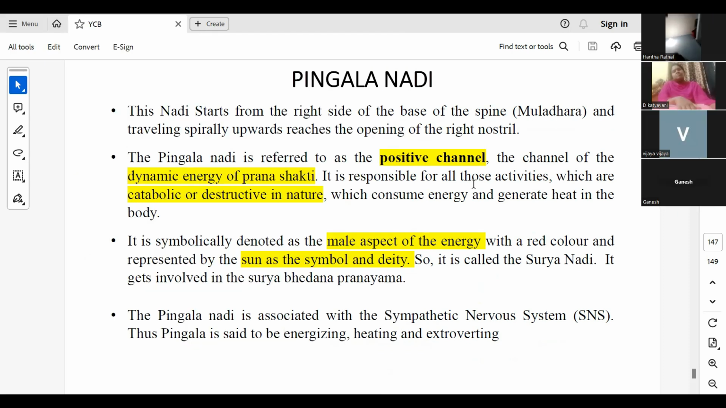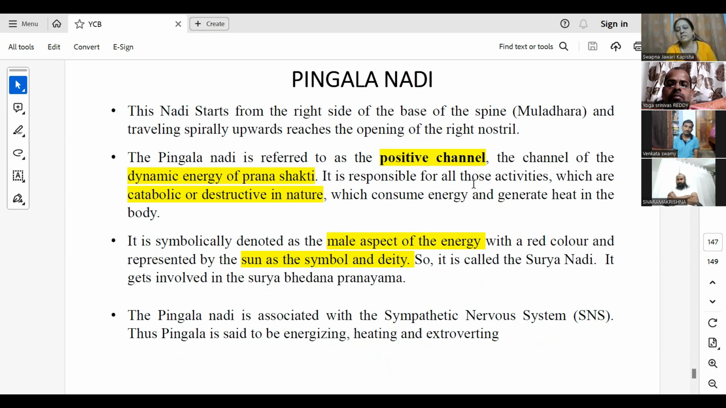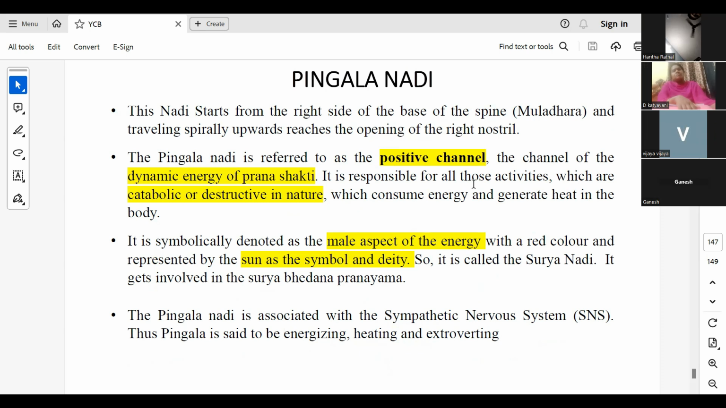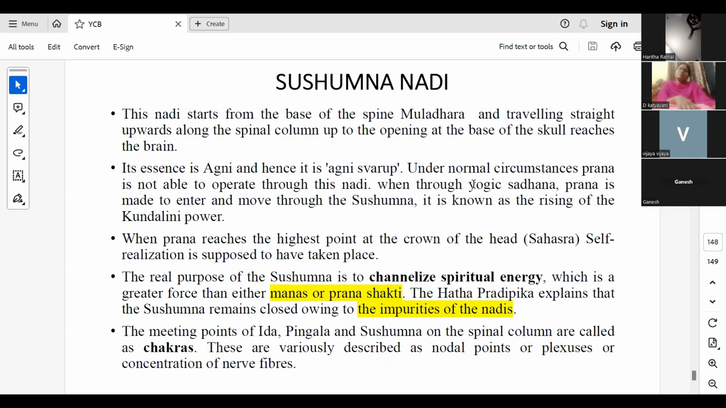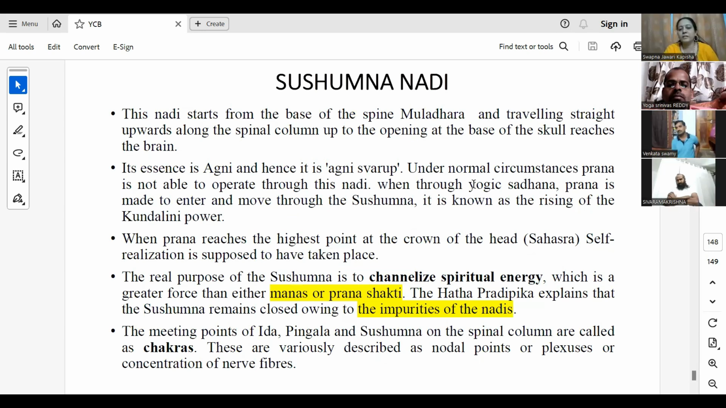It also denotes the male aspect of the energy, with the red color. Pingala Nadi means sun, so the main deity is Surya, and it is used in Surya Vedana pranayama. In general, Pingala Nadi is said to be energizing, heating, and extrovert. Extrovert means they are able to communicate whatever they think. So this is about Pingala Nadi. I'm going through this very fast because you all know about these nadis from doing pranayamas.